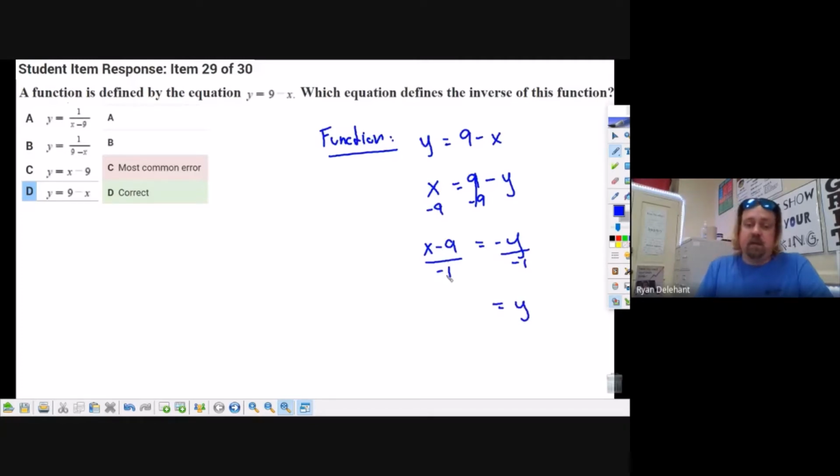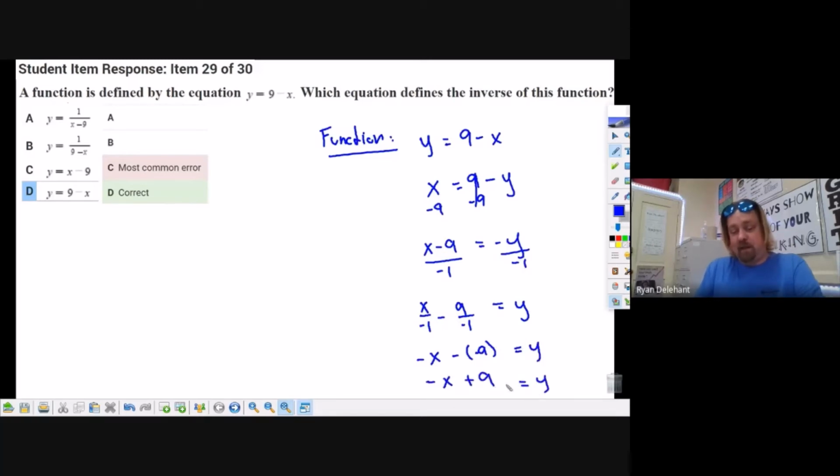And over here, what this is going to do is this essentially splits into two different parts. We have x over negative 1 minus negative 9 over negative 1. So it ends up being negative x minus a negative 9, and it flips the signs around of this thing. So we end up with negative x plus 9. This ends up as our inverse equation.